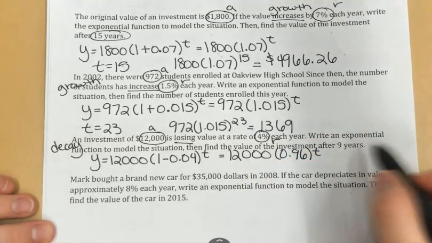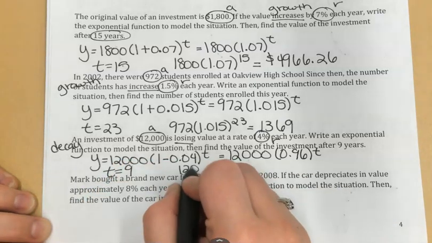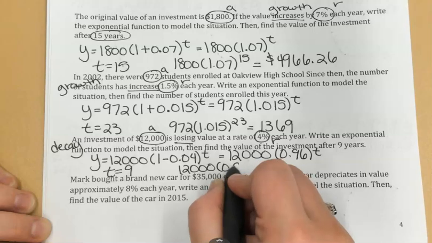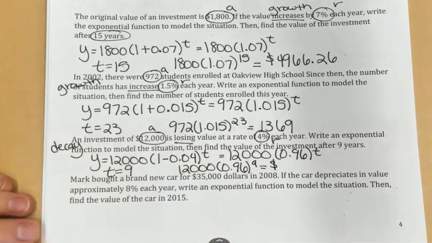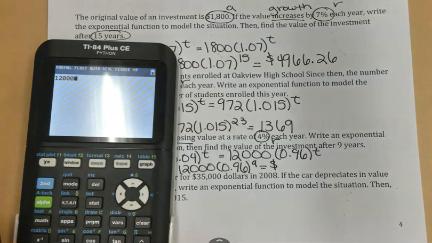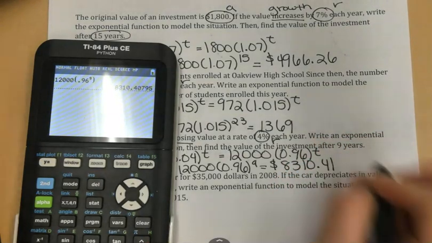If I want to find the value of the investment after 9 years, I'm going to plug in 9 for t. And again, this is talking about money, so I'm going to round to the nearest cent. And that's approximately $8,310.41.